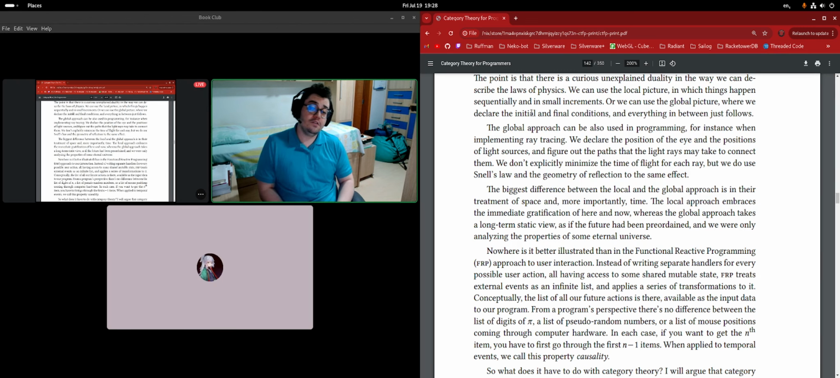So then there's a very interesting paragraph here. The biggest difference between the local and the global approach is in their treatment of space and time. The local approach embraces the immediate gratification of here and now, whereas the global approach takes a long-term static view, as if the future had already been preordained, and we are only analyzing the properties of some eternal universe.